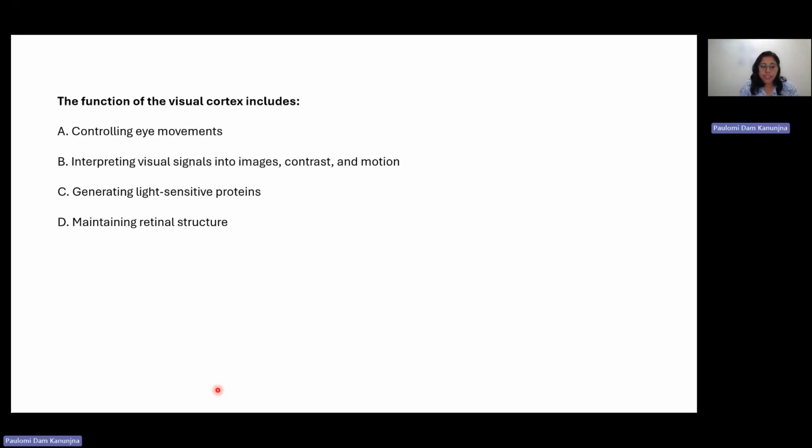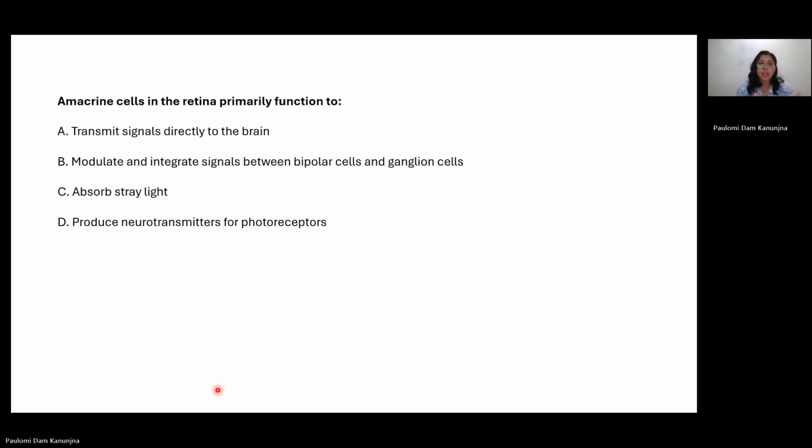This one is also fairly simple. It's interpreting visual signals into images, which comes from the light. Contrast and motion come from the accessory cells, right? Amacrine cells, bipolar cells, horizontal cells. So then let's look into the function of amacrine cells. The amacrine cells in the retina, what is their primary function?